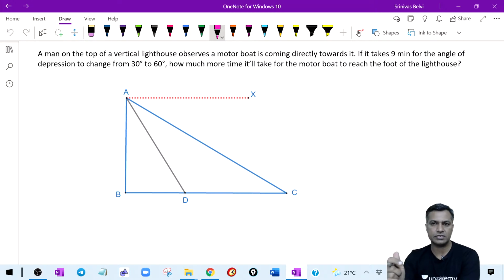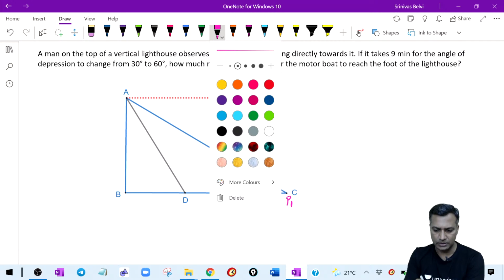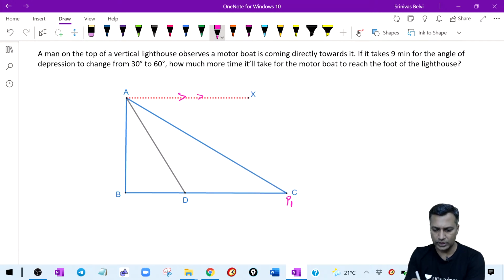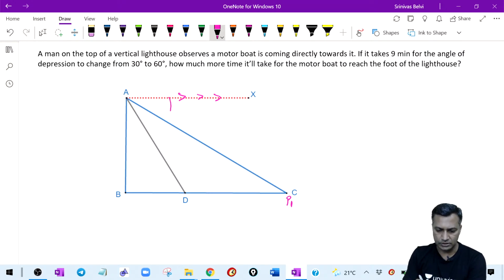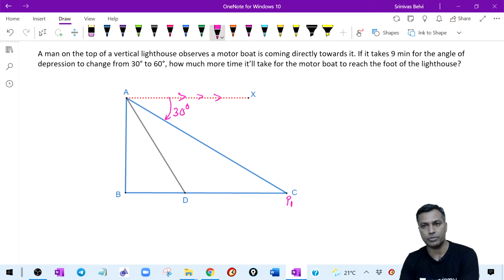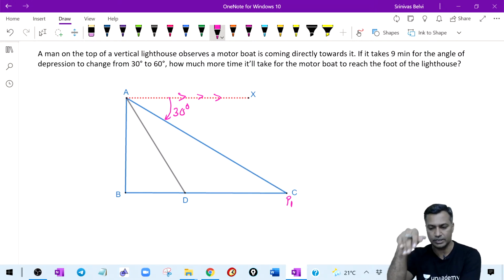We will see. This is the first position of the boat. Position one. This is the angle. The man is here. He was supposed to be looking like this. That's a straight line of vision. First is this. This is the angle of depression, 30 degrees. He has to bend his head down by 30 degrees to see the first position of the boat.